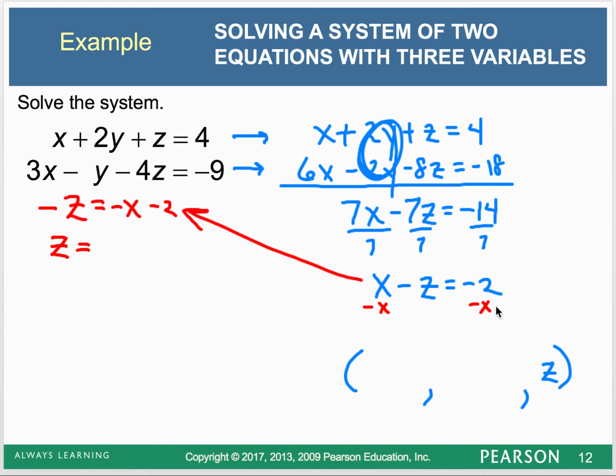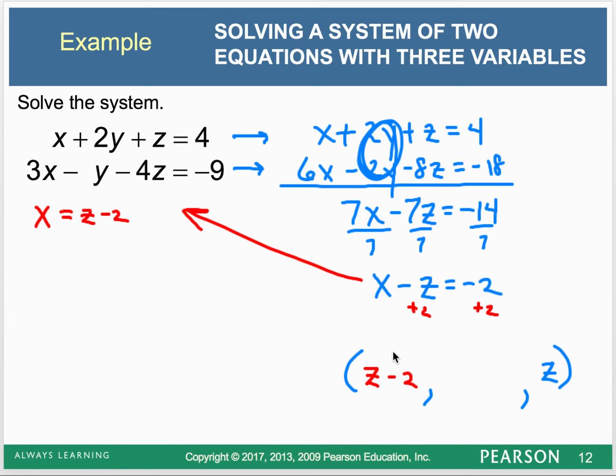why do I keep doing this? I'm going to solve it for x. I want to leave my z in there, buddy. All right, so I'm going to solve it for x. So I'm going to add z to both sides. So x equals z minus 2. So that's going to go right here.